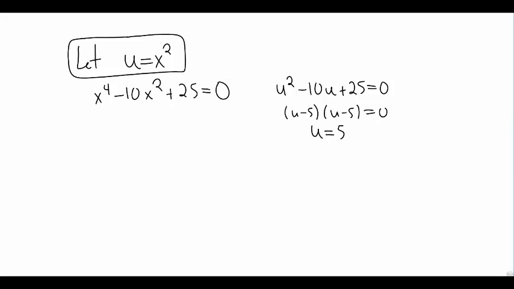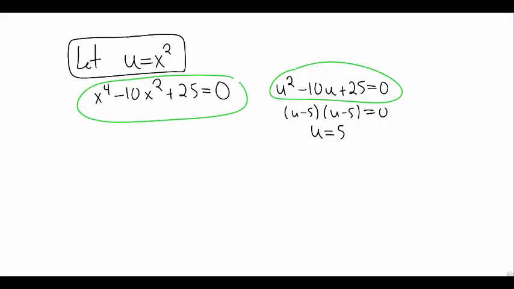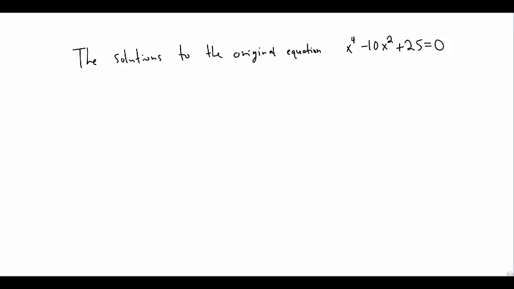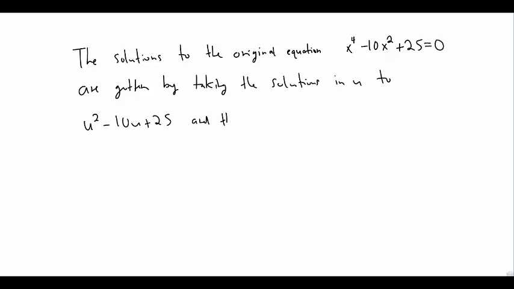So let's talk about the connection between the solutions to this quadratic equation, and the solutions to this degree 4 equation over here. Can we get the solutions to the original equation from the solutions to the quadratic equation? So here is the precise connection. To find the solutions to the original equation, we take the solutions in u to the quadratic, and then we solve the relationship, solve for x in u equals x squared. That will give us all the possible solutions to the original equation.